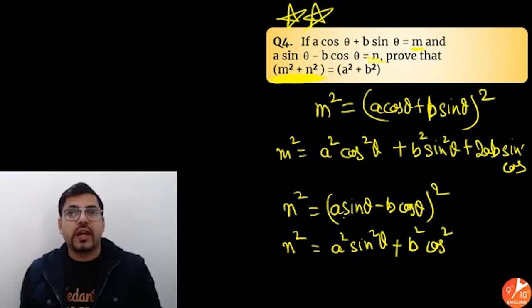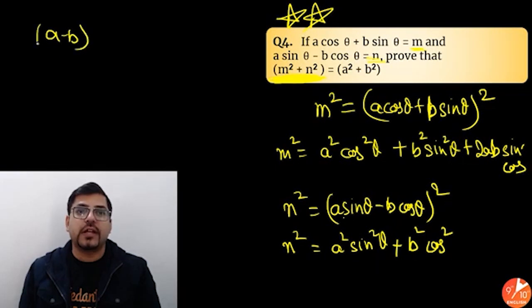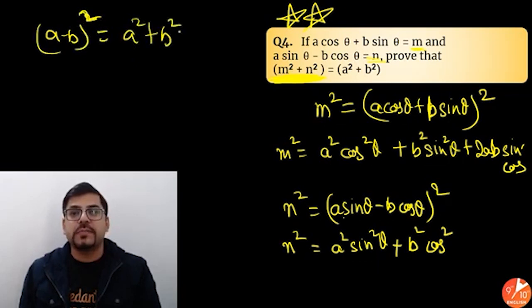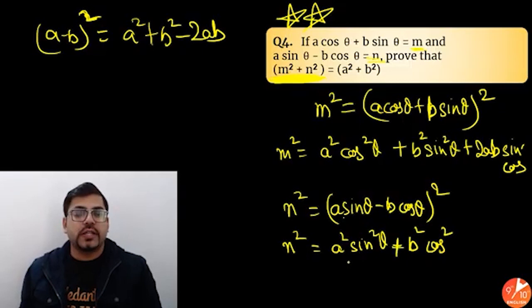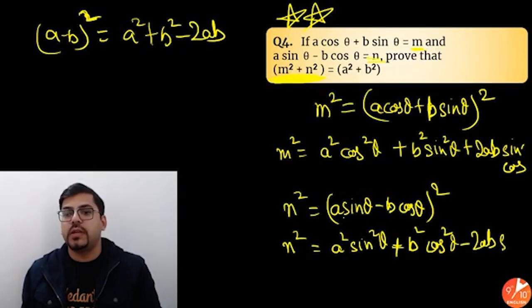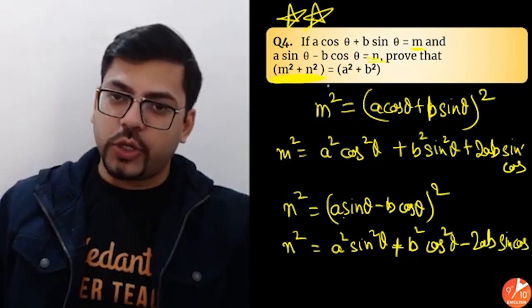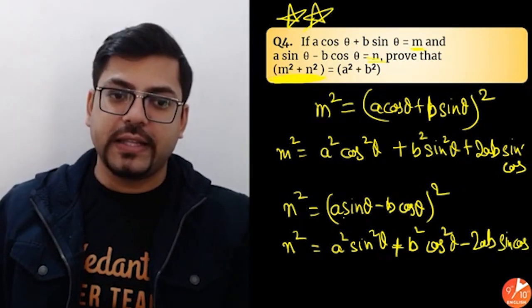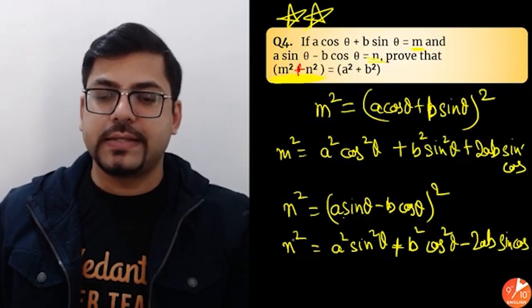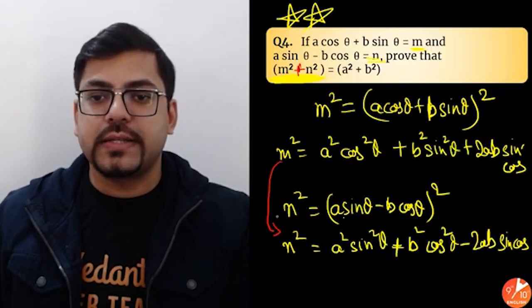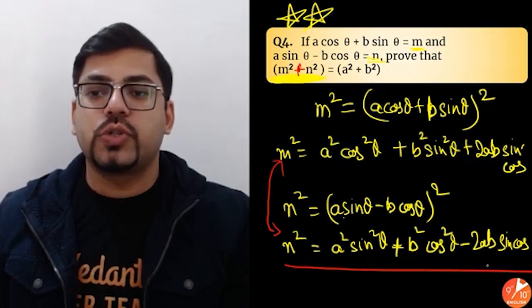Those who are getting confused, let me just write it down, as I also got confused. (a minus b) whole square is a square plus b square minus 2ab. So please don't think that this is minus square, it is plus. So a square sin square theta plus b square cos square theta minus 2ab sin theta cos theta. Correct? All good? If you have understood till here, now the question itself is saying that you have to add them. So we'll simply add these two.